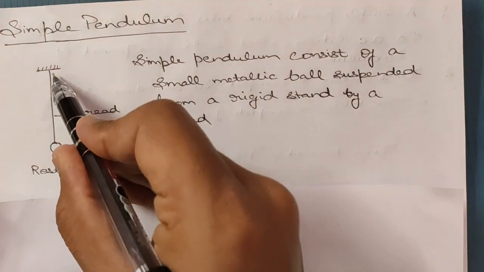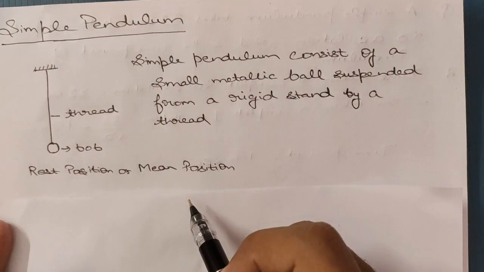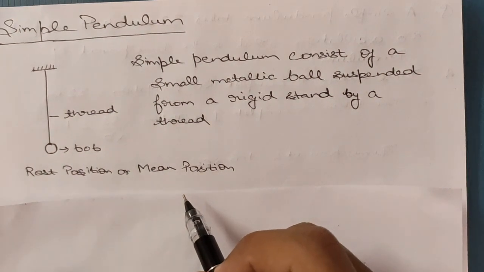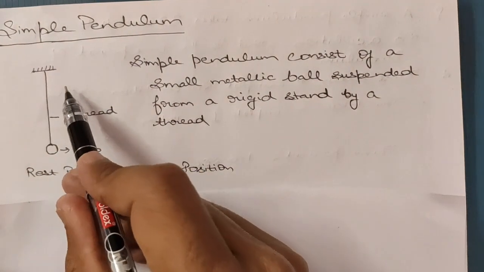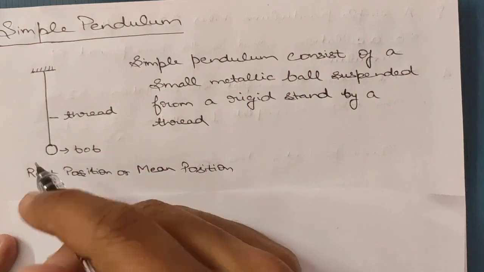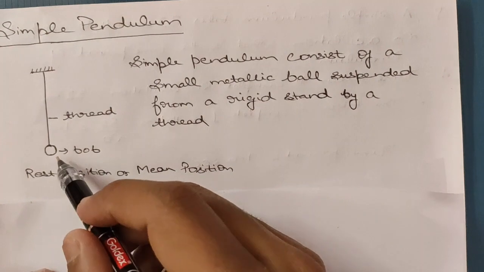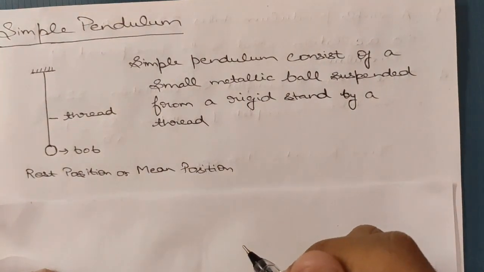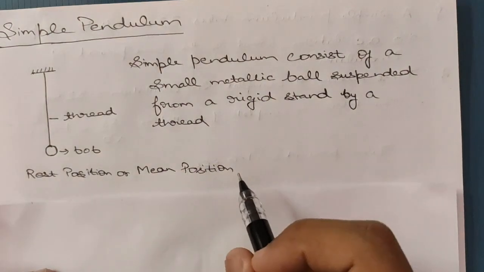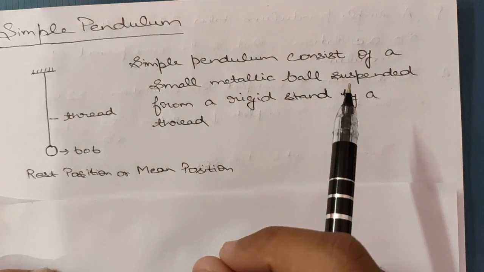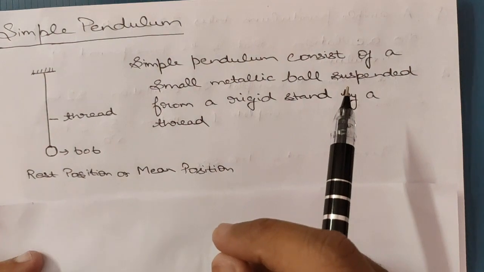And that thread is attached to the rigid stand, rigid so that it does not break. Clear? So a simple pendulum consists of a metallic ball called the bob, attached to a thread, and the thread is connected to a rigid stand so that it does not break. Now, its rest position is called the mean position of the simple pendulum. So this is how a simple pendulum is made. It is not necessary that a metallic ball is taken. I have told you even a stone tied properly with a thread can also work as a pendulum.